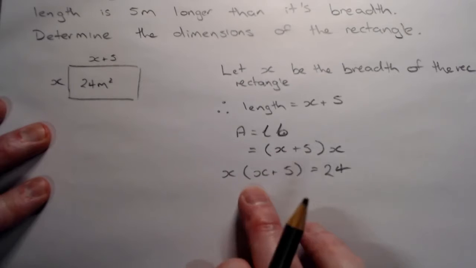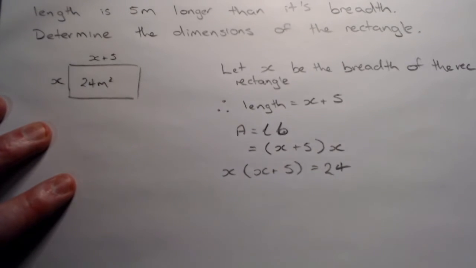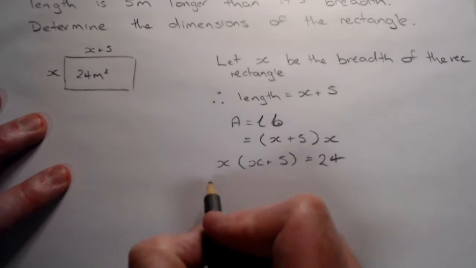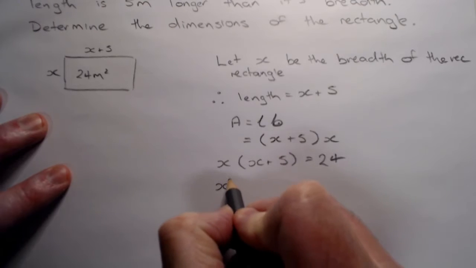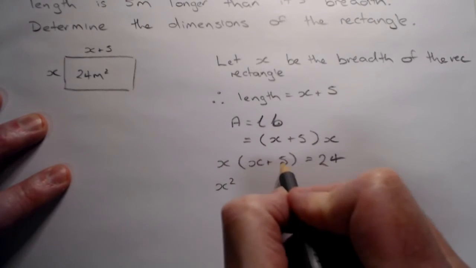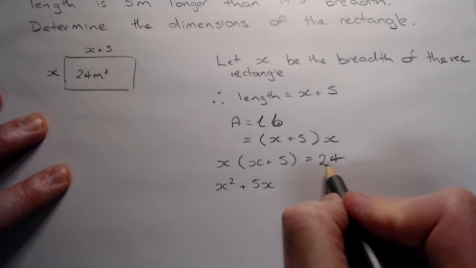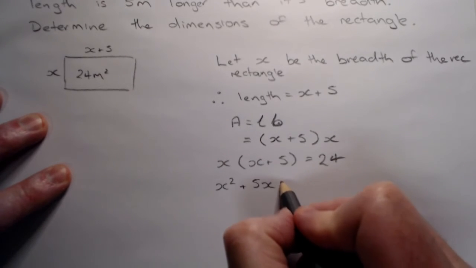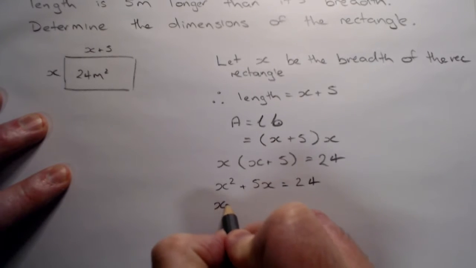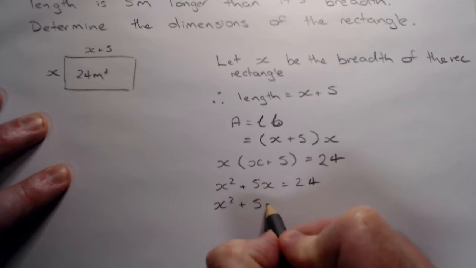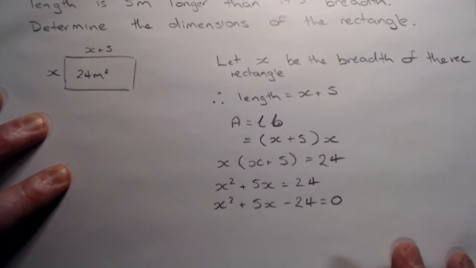And now we can expand this quadratic equation, and then we're going to solve it for x. So I'm going to run through that process. In order to expand this equation, we say x times x is x squared. x times 5 is 5x. We know that our area is 24, so that's going to remain equal to 24. And now we can write that in our standard form: x squared plus 5x minus 24 is equal to 0.